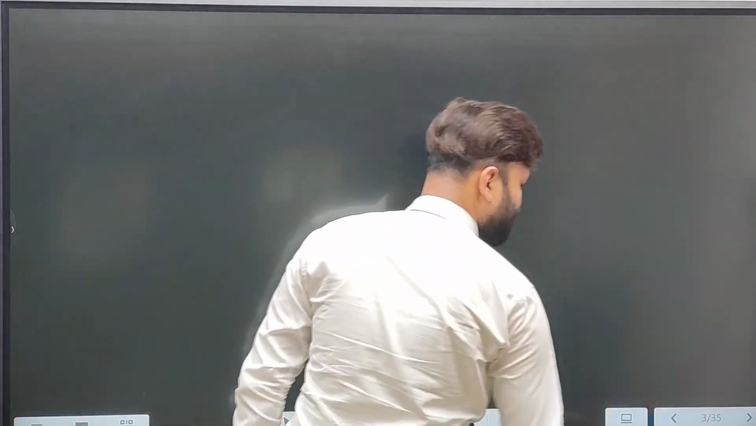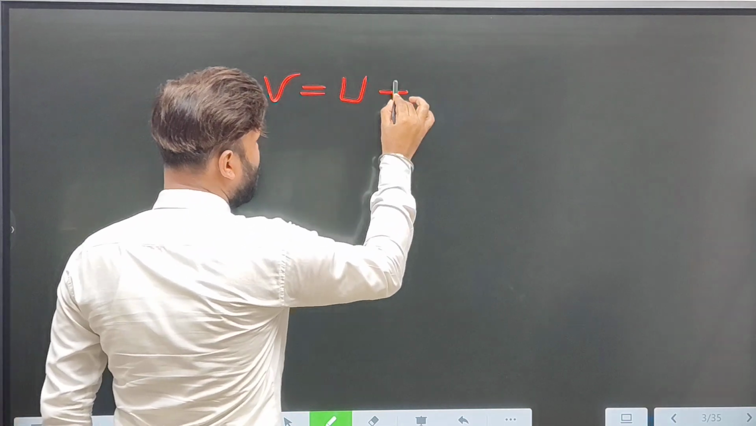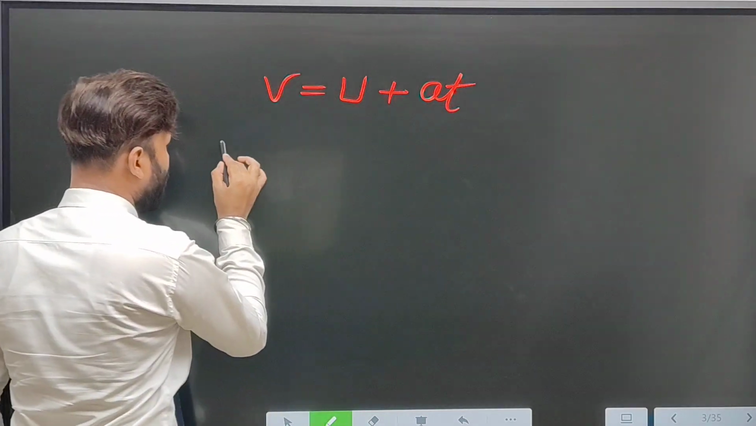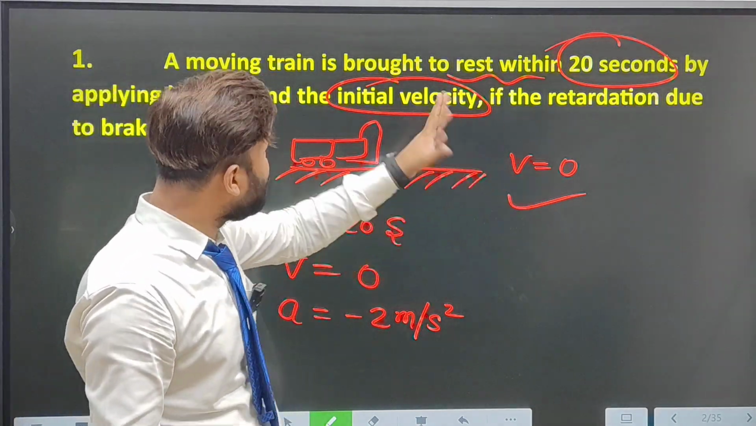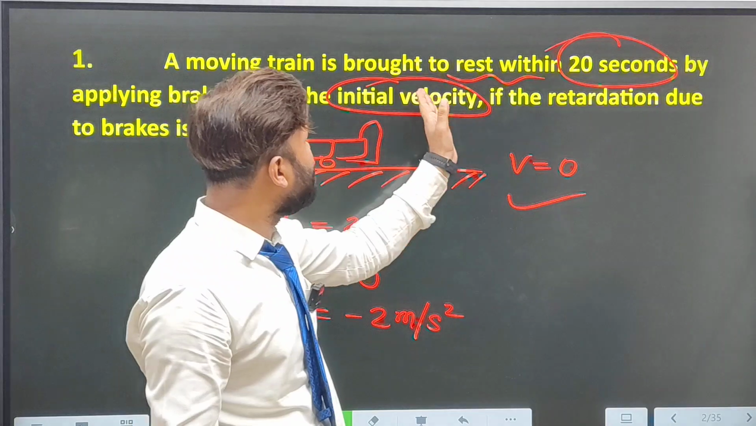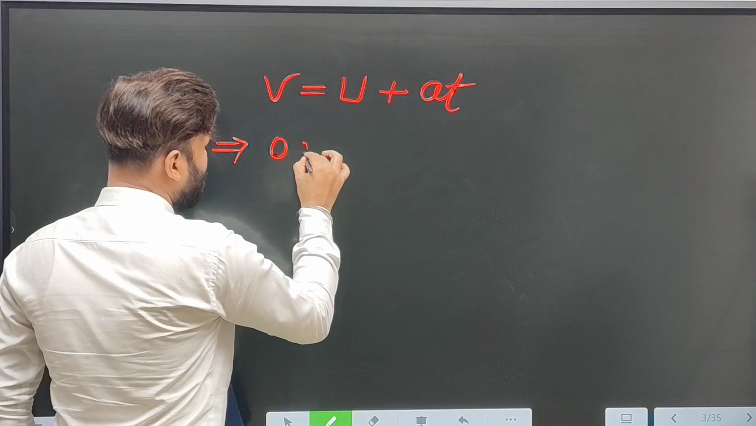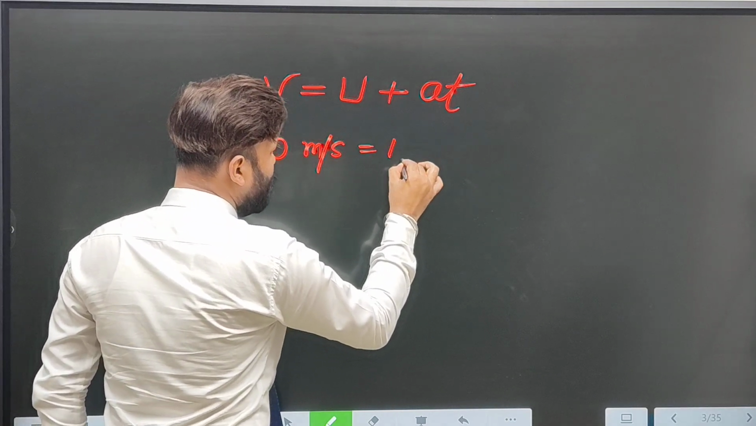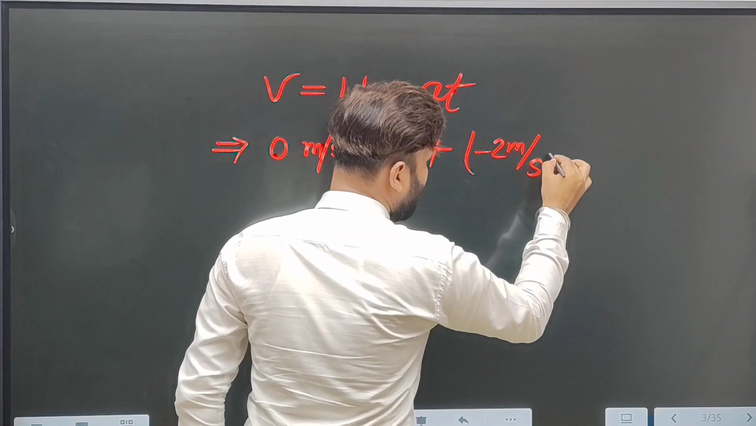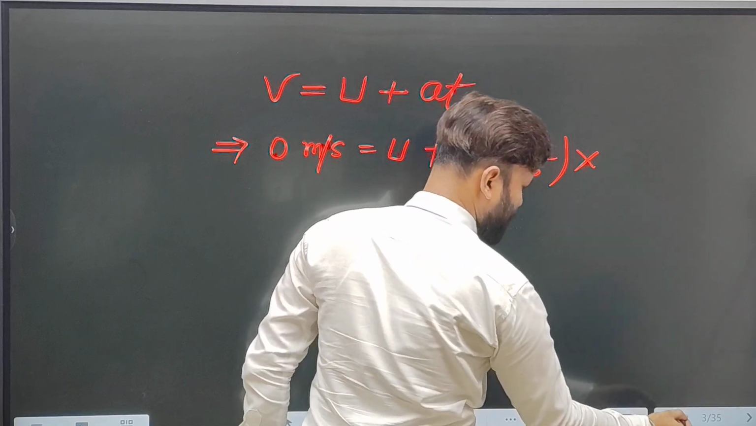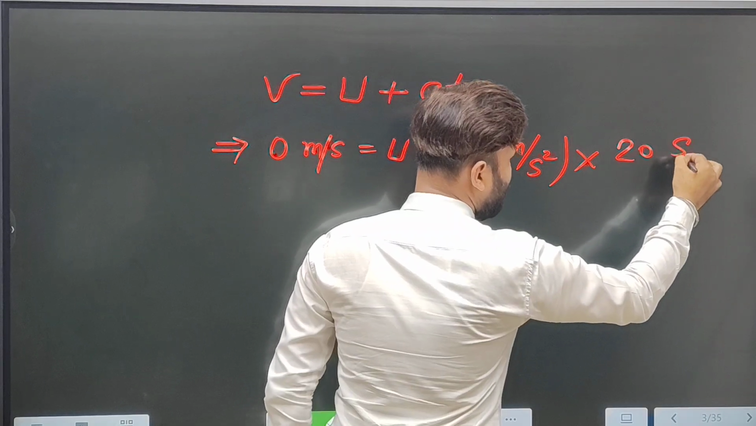So let's start by using the first equation of motion. v is equal to u plus at. How much is v given? v is not given. How do we get to know v? Because the train comes to rest, v is 0 meter per second. u is not given. a is given, minus 2 meter per second square, and time is given 20 seconds.